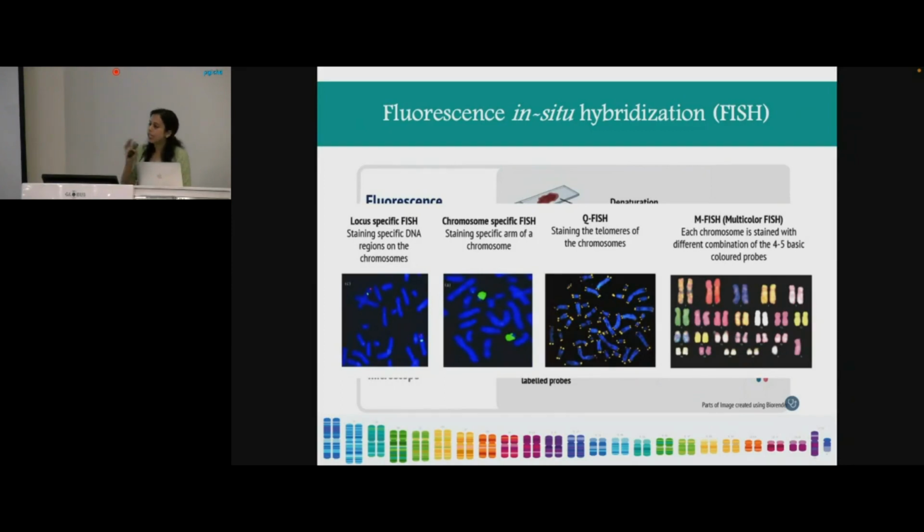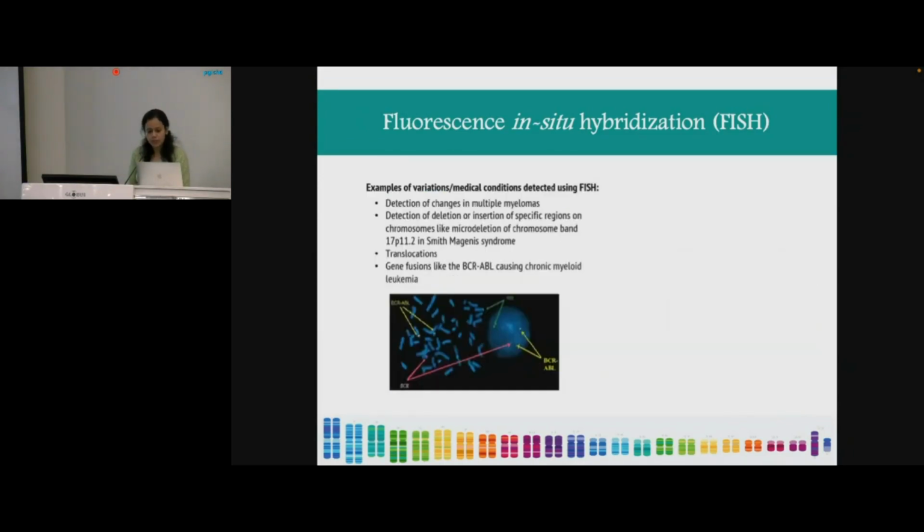As the name implies, all the different chromosomes are stained with the help of different colors. There are 4 to 5 basic colors which are used in different shades, and by looking at the color, you can tell which chromosome it is. So it can be used to detect the deletion or duplication of a specific region. It can tell you the changes in multiple myelomas.